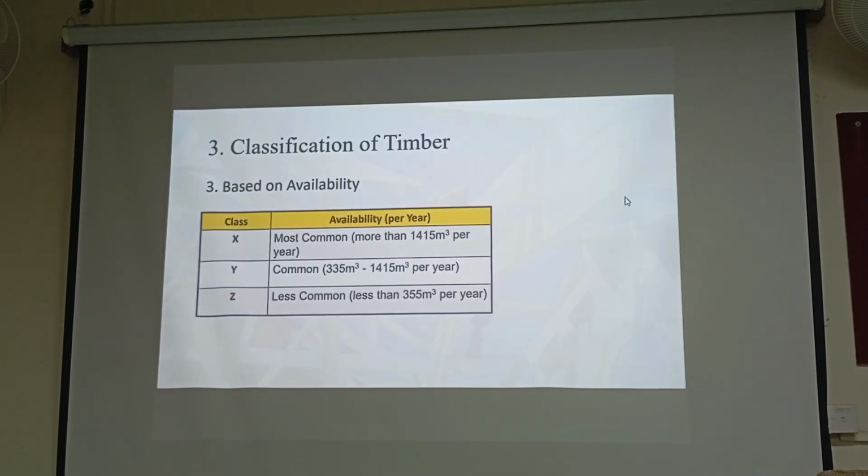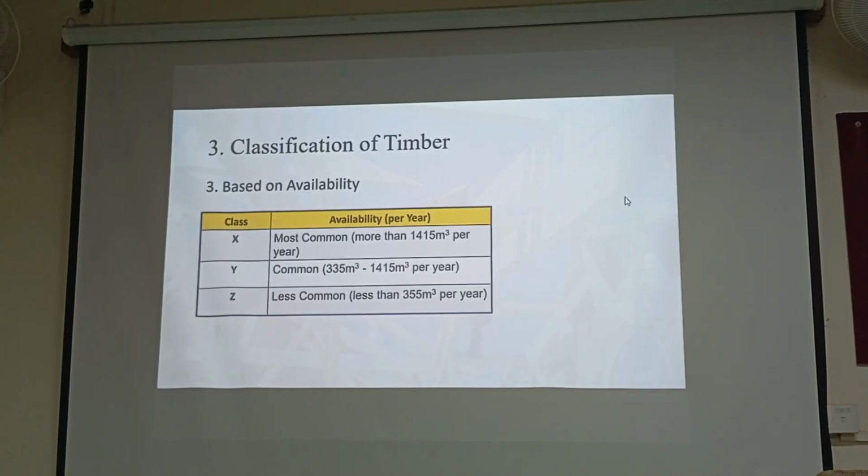Based on availability, when calculating from a particular village or particular area, if availability is more than 1415 square meter per year and a particular type of tree is there, then it will be called X category. When it is available at 335 square meter to 1415 square meter per year, then it will be Y. So based on the geographical location, the category of the plant will change, because this category is classified based on the available area.